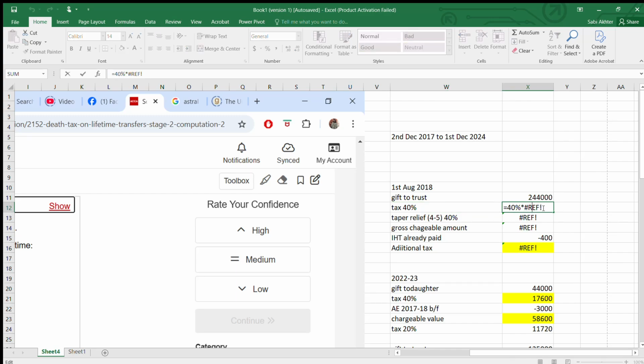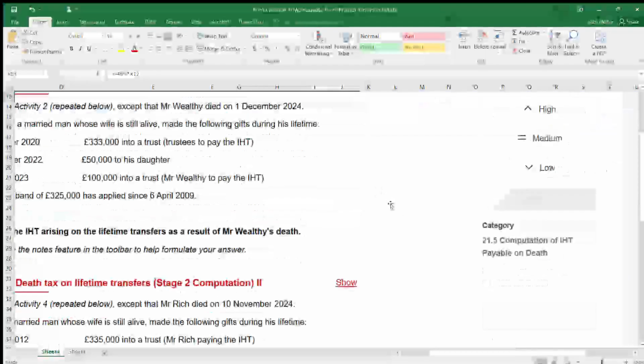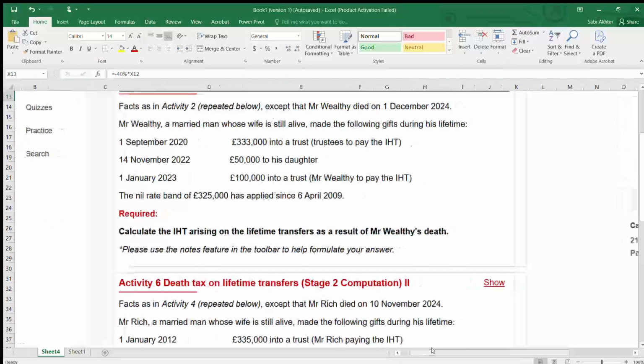So now tax is 40% on this. This is the taxable amount, 97,600. And from here you have to deduct taper relief. Okay, what would be the taper relief? Students often forget the taper relief. Please do not forget that.